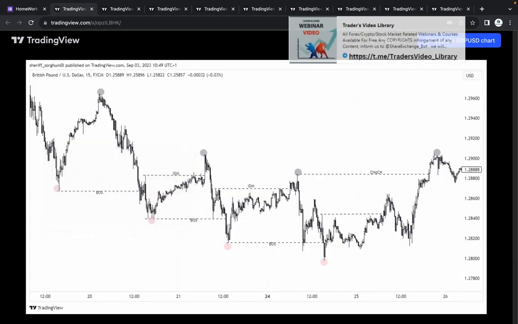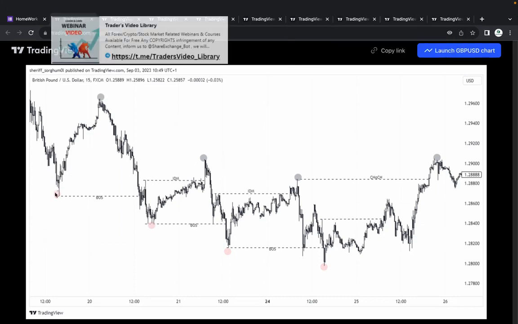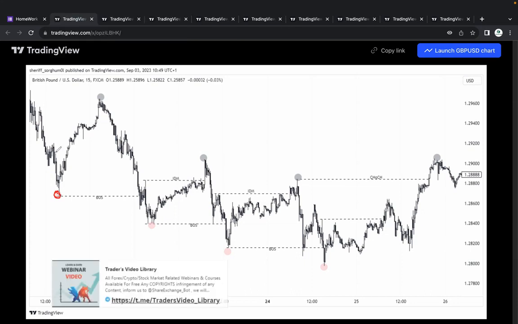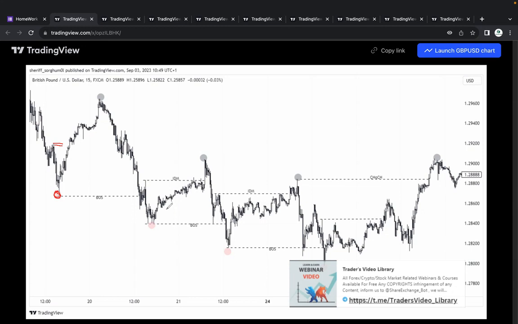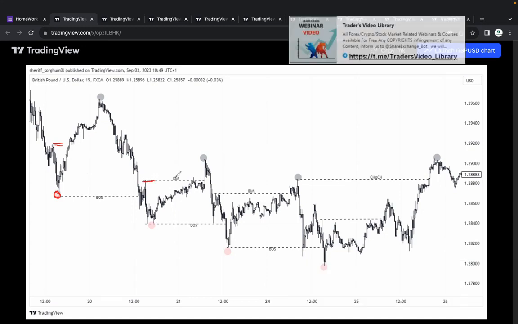Lower lows happen here at this point. Why? Because the market taken out inducement. Inducement generally means pullback. The first pullback happens here. This one is an inducement. Continue to go higher high, break the structure. Here, where is the pullback? This one. This one is called inducement.